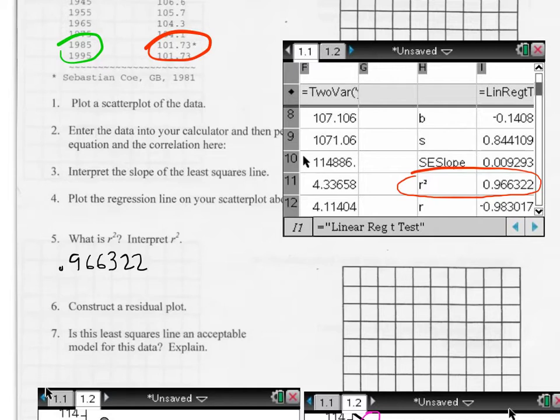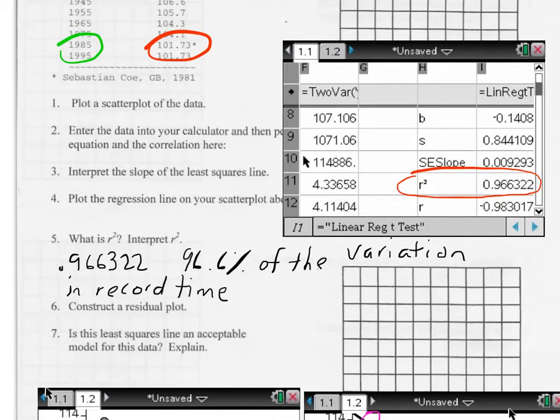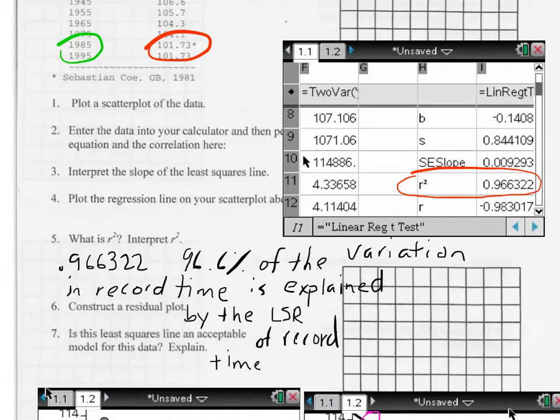And interpret it. What does it say? Well, the interpretation is that 96.6% of the variation in record time is explained by the least squares regression of record time on year.